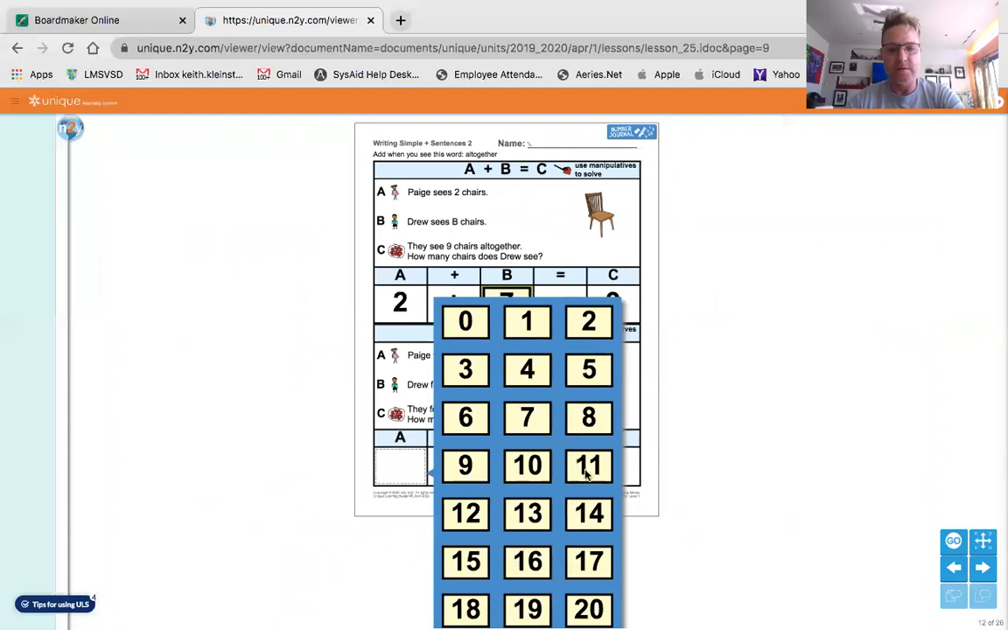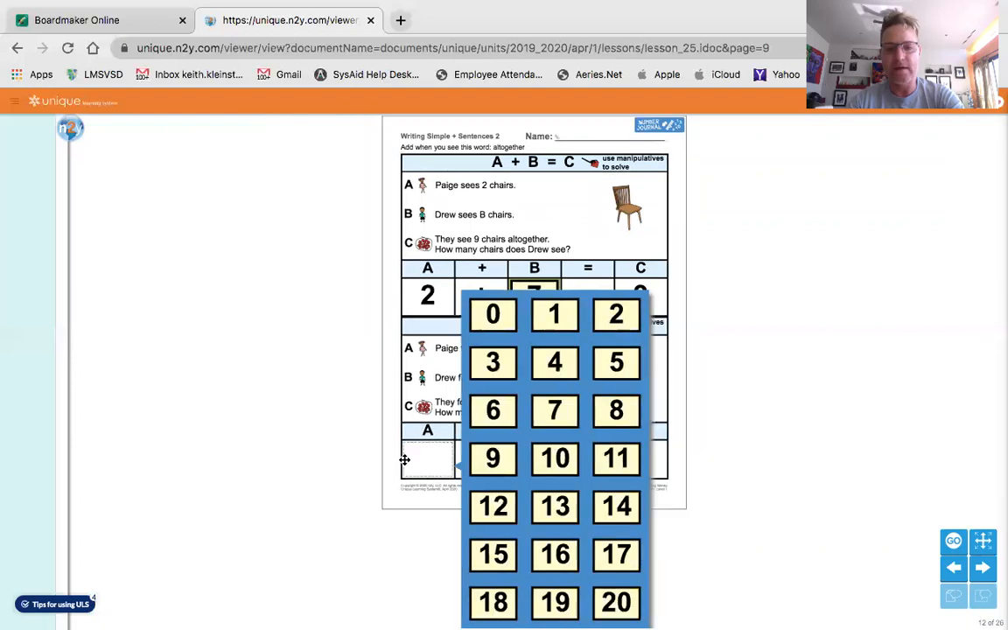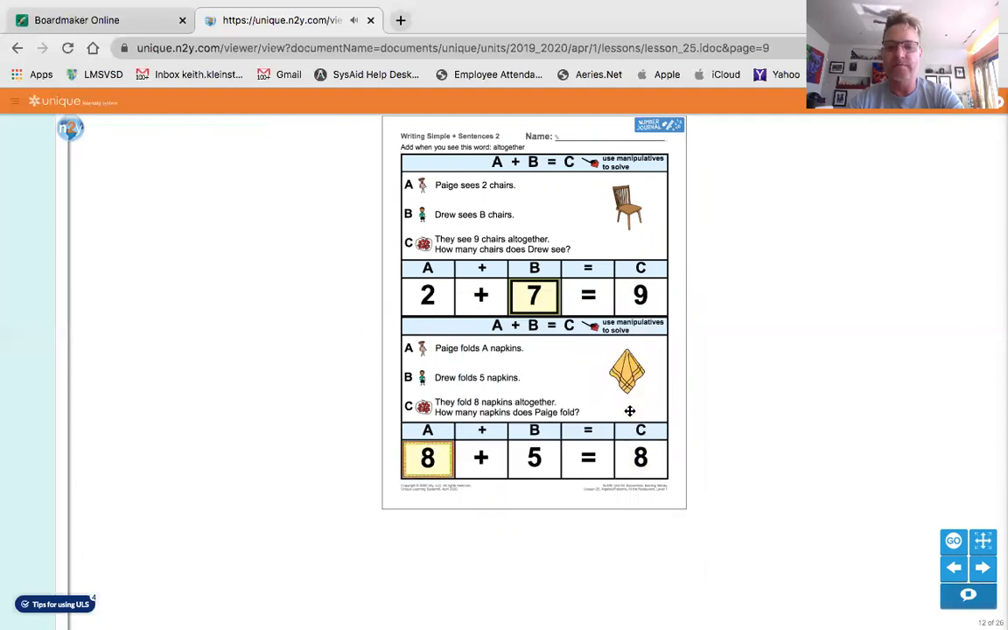Sometimes these things get in the way. Okay, so we have 5, but we want to get to 8. So we're solving for A. So they had 5, you want to get to 8. So you can go 1, 2, 3 more to get to 8. So you count up. 8.